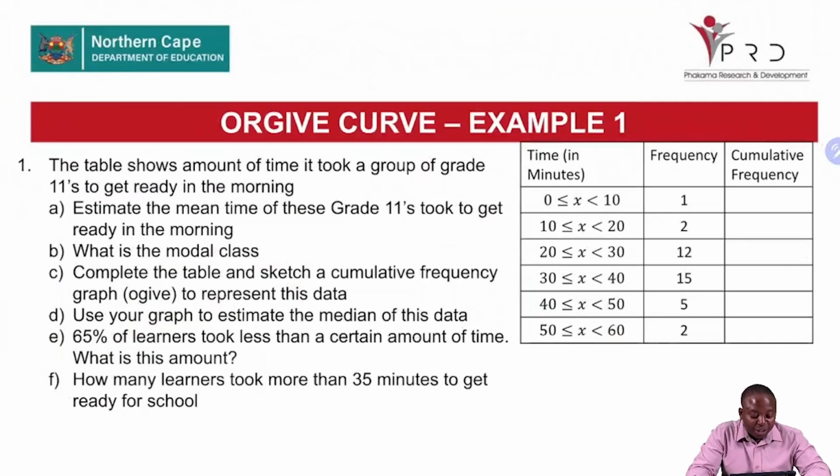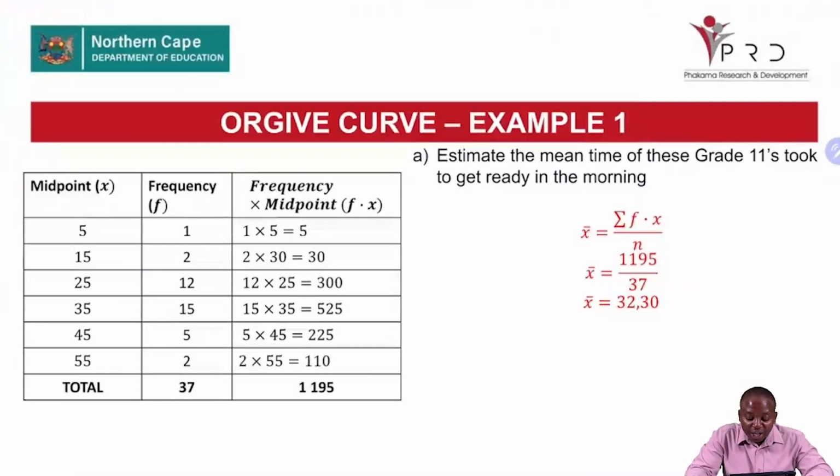So in this case, we are interpreting the data to say 65% of learners took less than a certain amount of time. What is this amount? How many learners took more than 35 minutes to get ready for school? Let us look at number A.